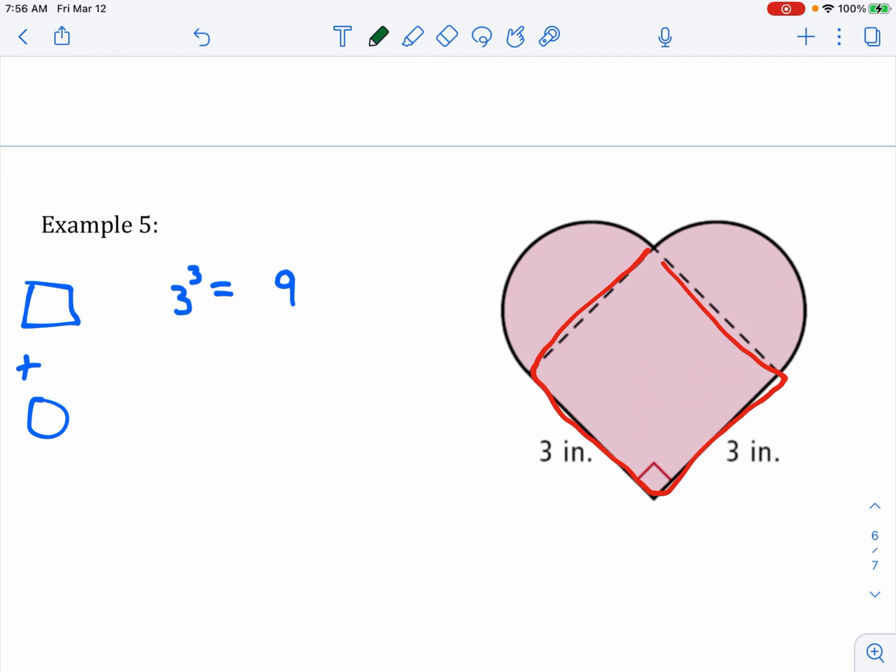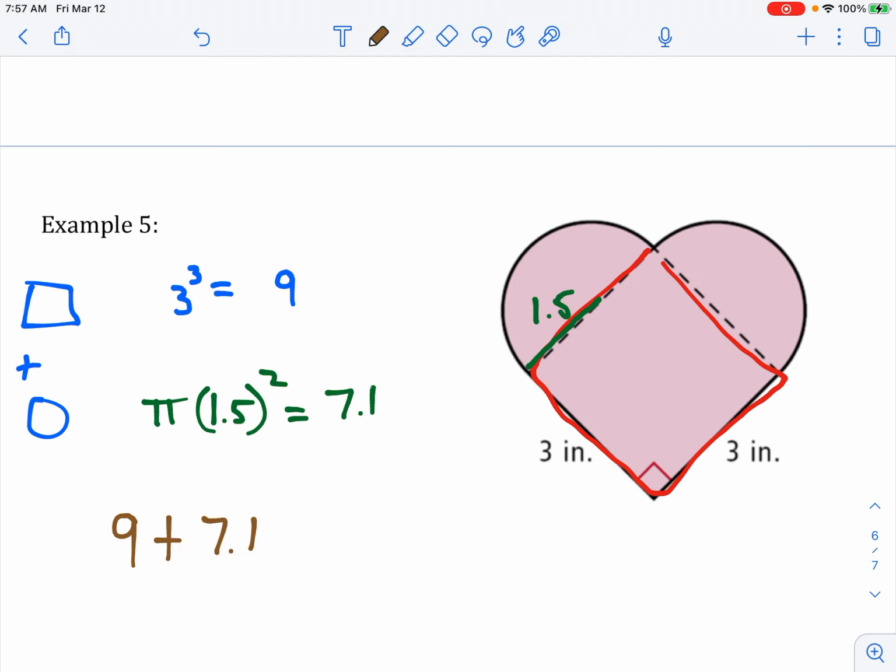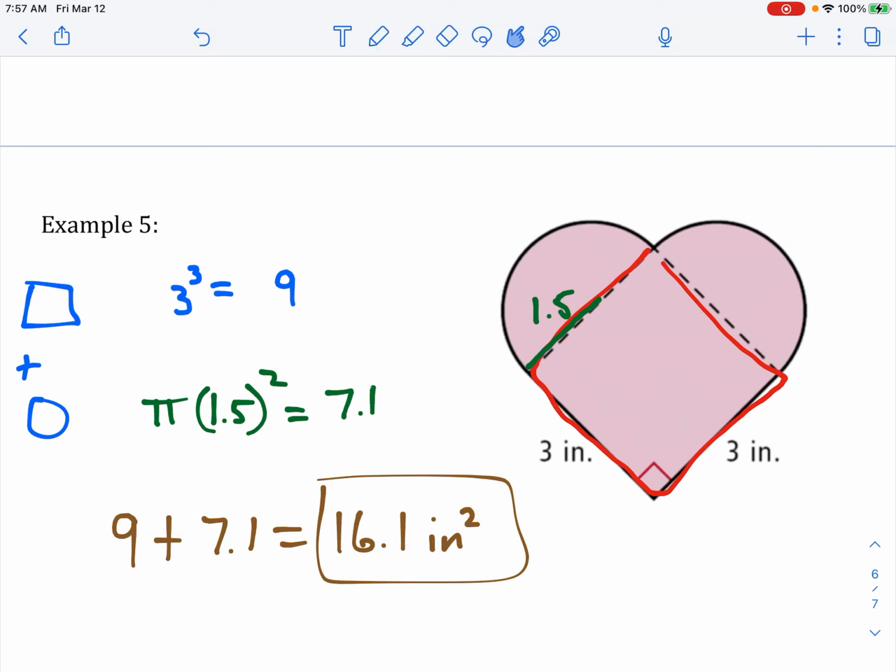Remember, if each side was 3, we need the radius, and half of 3 would be 1.5. And remember, if I put both of those together, it's the area of a whole circle. So I'm going to do pi times radius squared. If you do that, it gives you 7.1. Now, both parts are shaded, so I'm going to add my answers together. So 9 plus 7.1 tells me 16.1 inches squared. All right, so there's your first part.